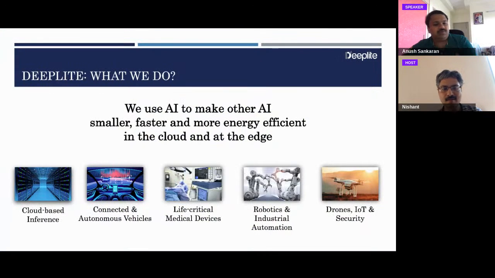And what we do is a very classical statement. We are trying to use AI to make the other AI models smaller, faster, and more energy efficient, both in the cloud as well as at the edge. Okay, and this can be used across multiple applications. And we proudly say this is possible because we have run multiple use cases at multiple practical situations with multiple clients, and we have really got good results so far.